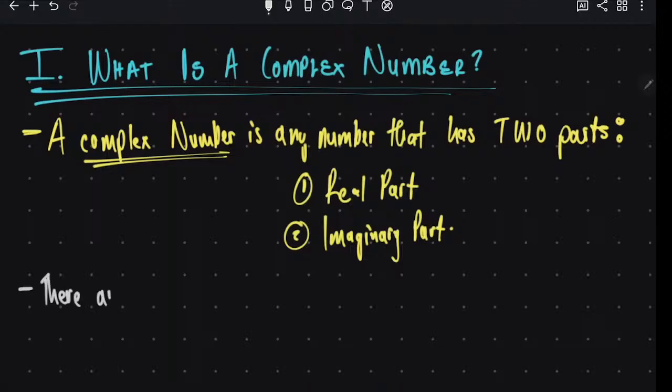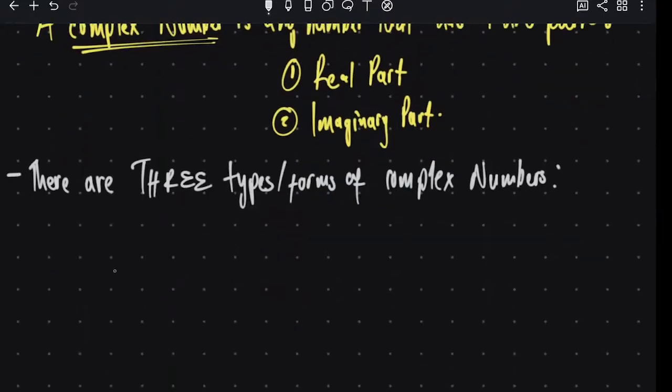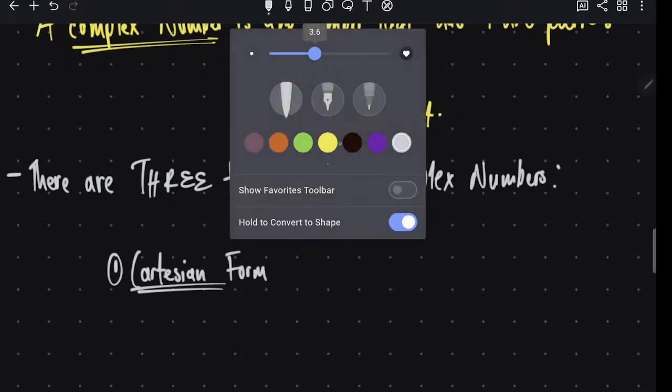There are three types or forms of complex numbers. There are three forms of these complex numbers, numbers that have a real part and an imaginary part. The first one is called the Cartesian form of a complex number. Okay? It is the Cartesian form of a complex number. This is the first one.